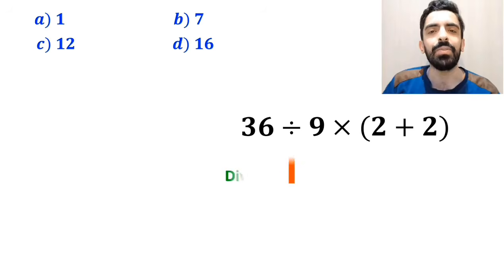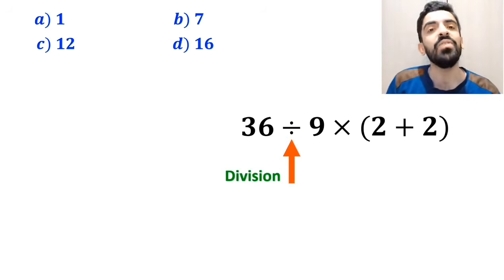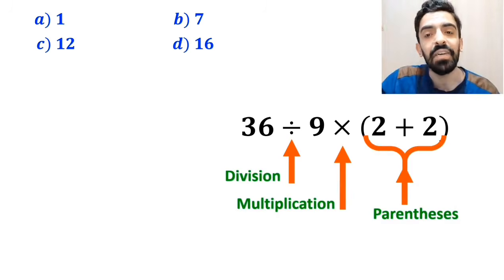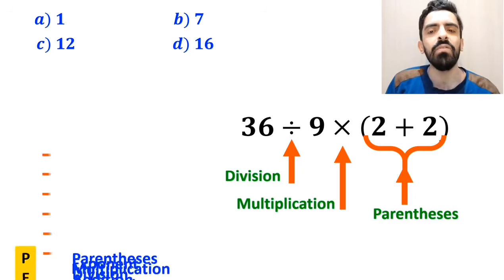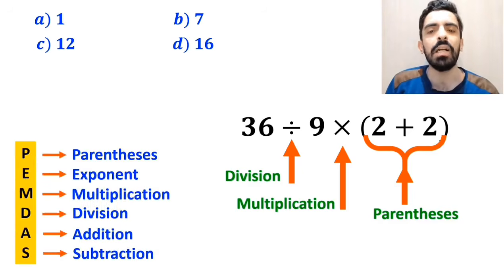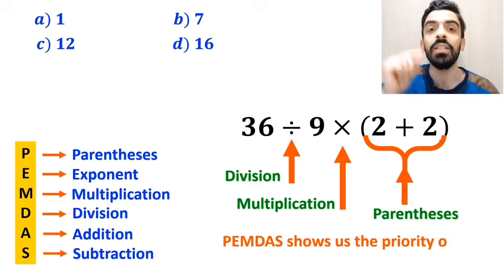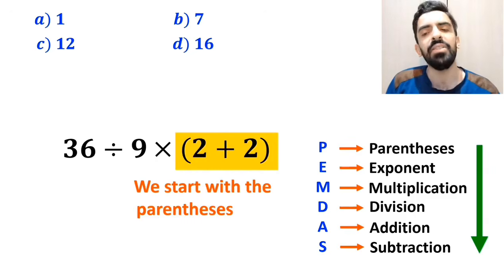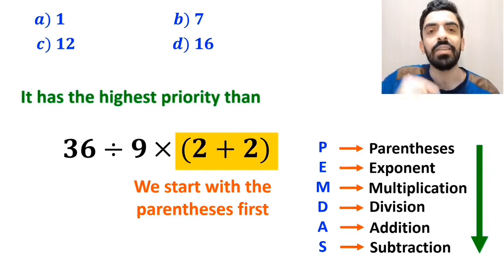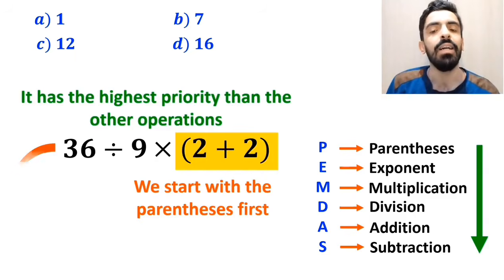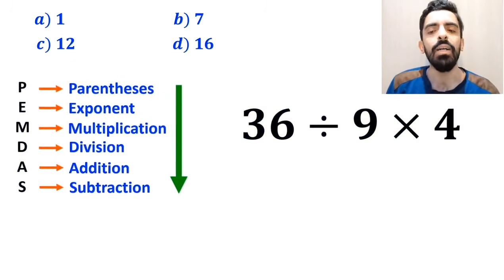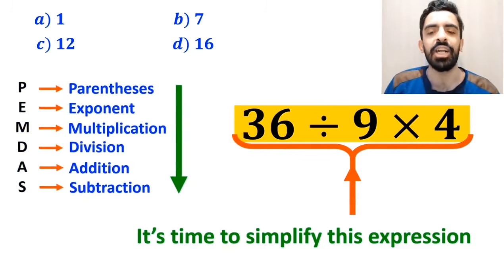As you can see on the screen, in this expression, first we have a division sign, followed by a multiplication sign, and finally parentheses. To solve this question, we need to use the PEMDAS rule. PEMDAS shows us the priority of the order of operations. So, we start with the parentheses first, because it has the highest priority than the other operations. Okay, this expression simplifies to 36 divided by 9 multiplied by 4. Now, it's time to simplify this expression.